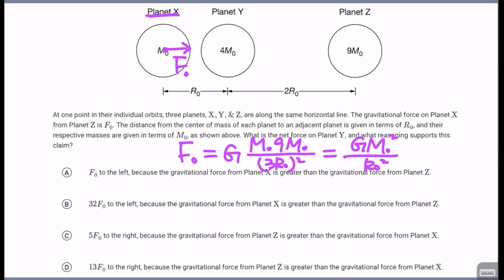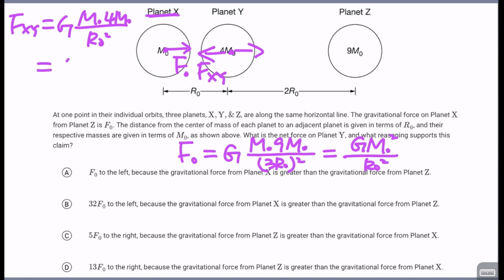For planet Y, it experiences gravitational force to both sides. One is applied by planet Z to the right, the other is applied by planet X to the left. So for Fxy, that would be equal to G times M times 4M divided by R squared. That would be 4 times GM squared over R squared, which is 4 times F. What about the gravitational force experienced by planet Y due to planet Z?